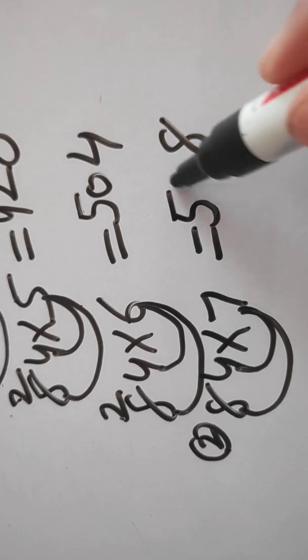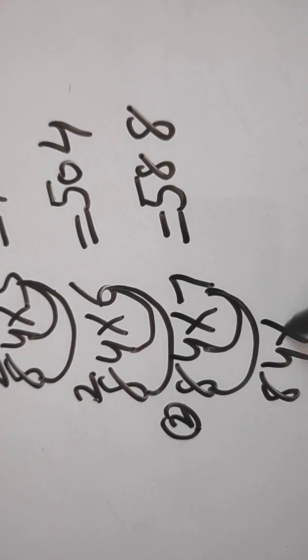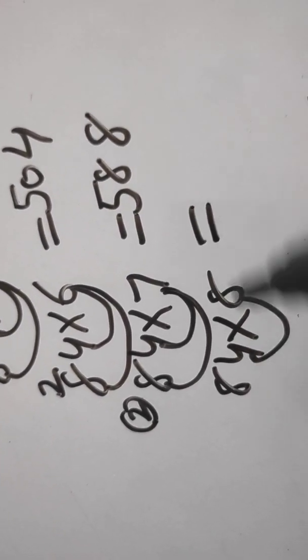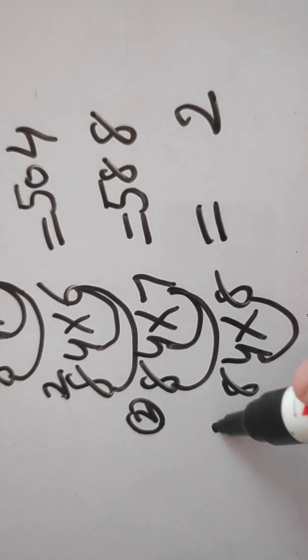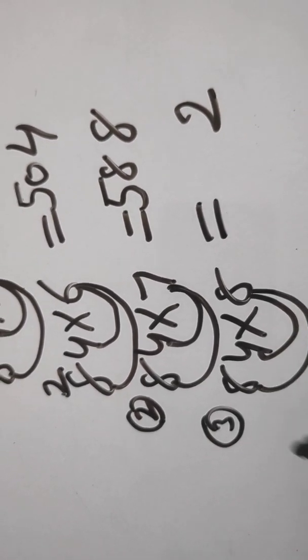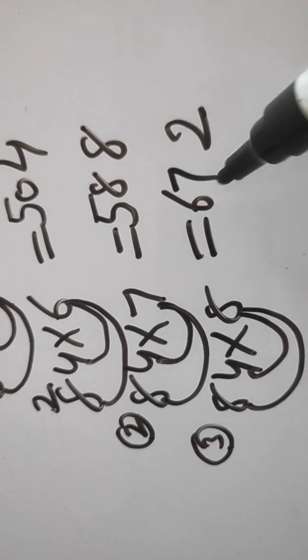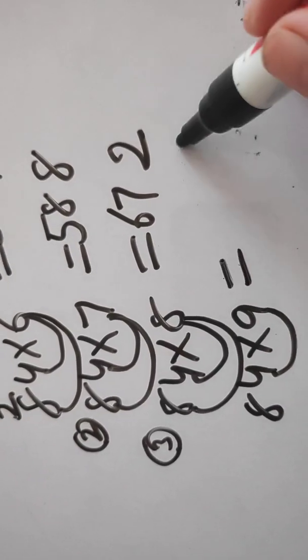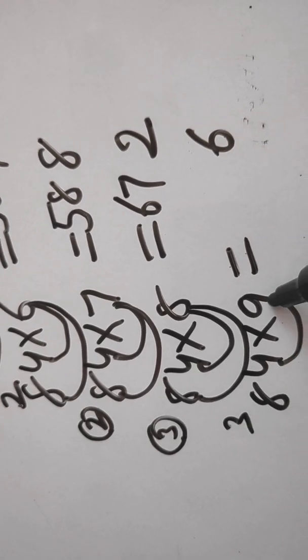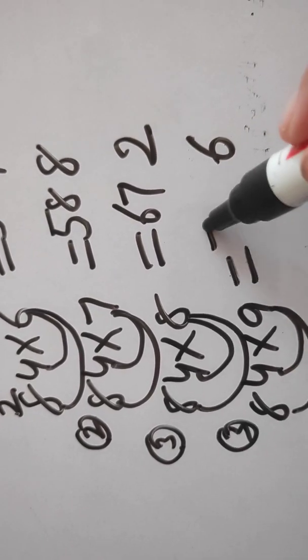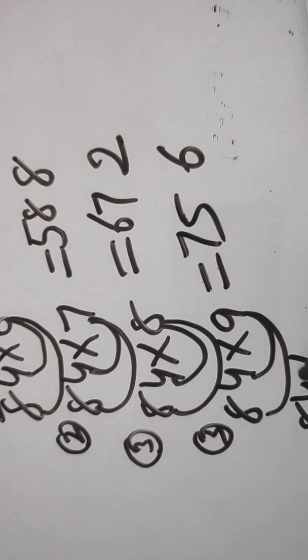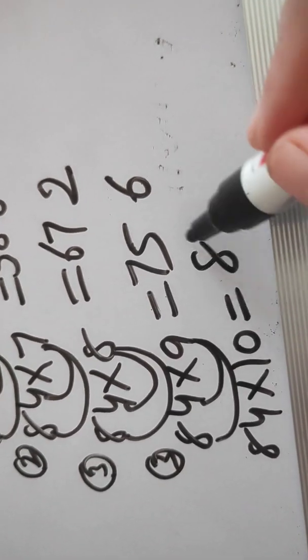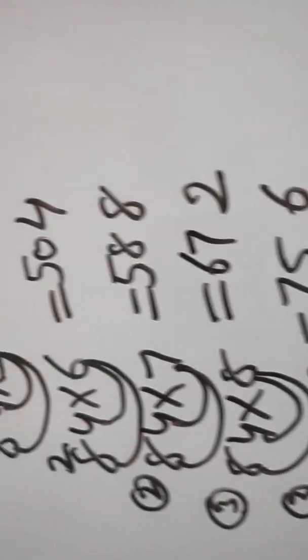Then 84 times 7: 7 4s are 28, 2 goes as a carry, 7 8s are 56 plus 2 is 58. 84 times 8: 8 4s are 32, 2 here, 3 goes as a carry, 8 8s are 64 plus 3 is 67. Then 84 times 9: 9 4s are 36, 3 here, 9 8s are 72 and 3 is 75. And 84 when we multiply by 10, same number and a 0 at the back.